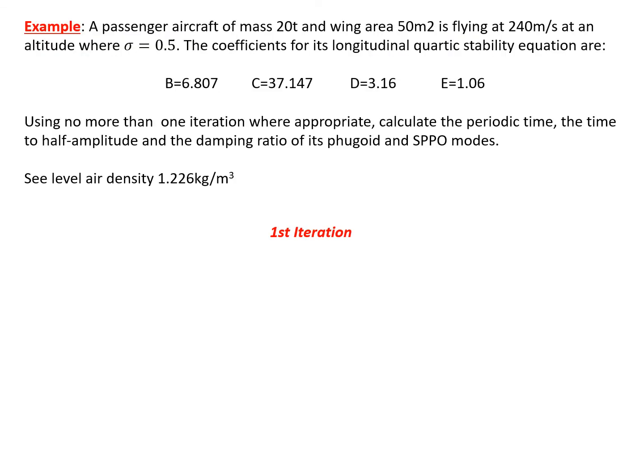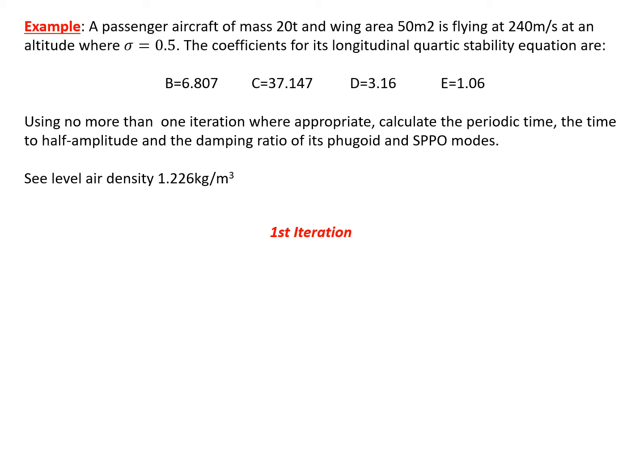Okay, so let's see an example. We have a passenger aircraft with mass 20 tons and a wing area of 50 square meters. It's flying at 240 meters per second at an altitude of sigma equals 0.5. Sigma is a density ratio, which means at a higher altitude, the air density becomes half of the sea level, and the sea level air density is given as 1.226 kilograms per cubic meter.